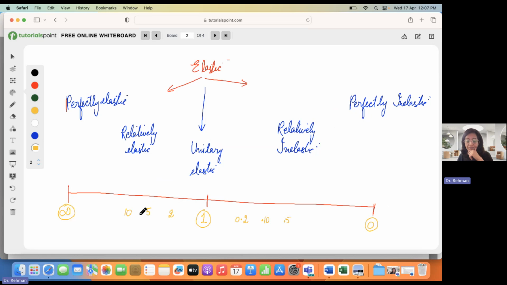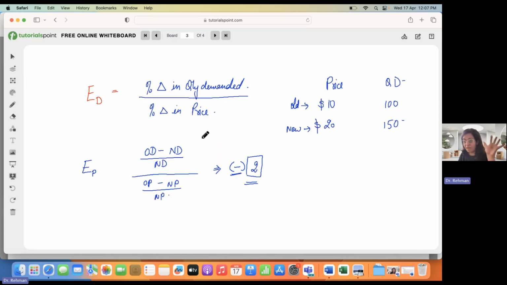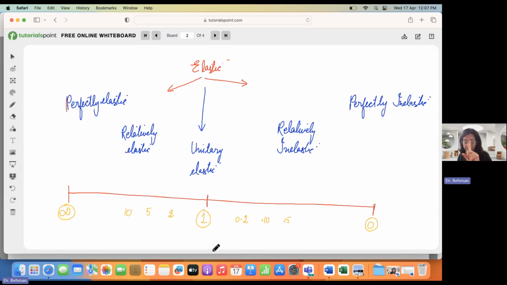Now, what does that mean? It means if the value of price elasticity of demand, which you have calculated with the help of this formula, after the whole formula, whatever you get is price elasticity of demand. If the value is 1, we call it as unitary elastic. What does that mean? It means for 1% change in price, the quantity demanded changes by 1%. So they both are same. The value would be 1.